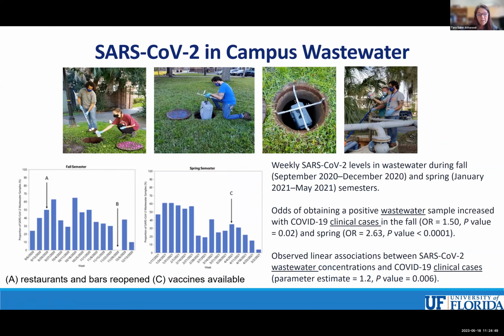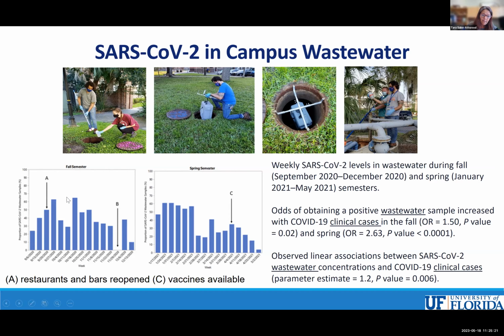These are just some pictures showing our students out there weekly for a long time, a year, obtaining wastewater samples from sewer networks. That's sort of what that process looked like. Again, I'm not going to spend too much time on the data. Here's some of it, where we have the wastewater levels in the fall semester, which is on the left, and then the spring semester, which is on the right.